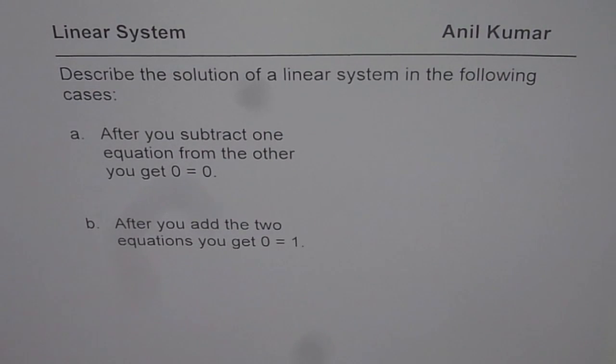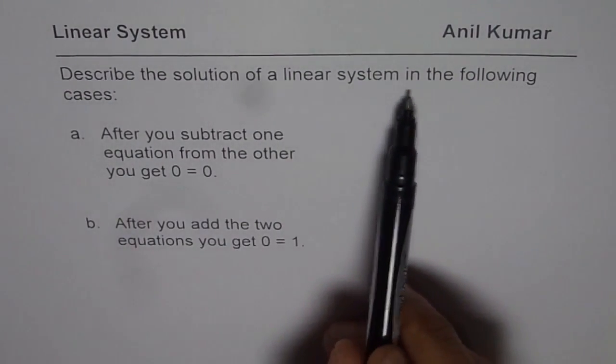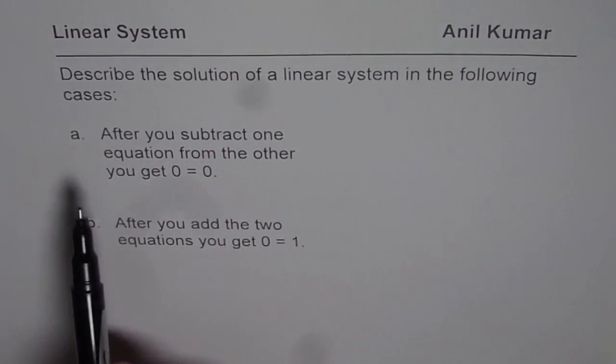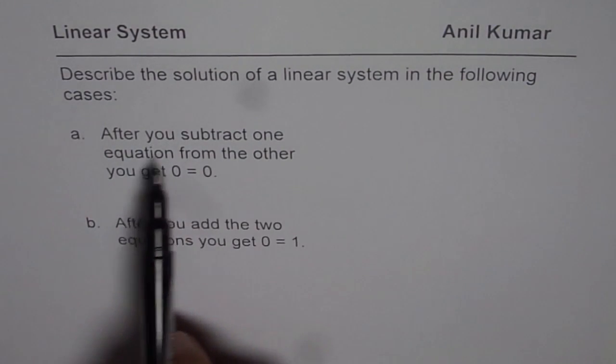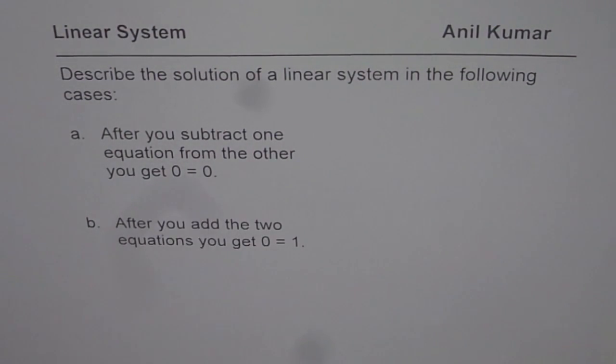I'm Anil Kumar, and here is a communication question on linear systems. Describe the solution of a linear system in the following cases. After you subtract one equation from the other, you get 0 equals 0. Now you have to describe what kind of linear system this is.